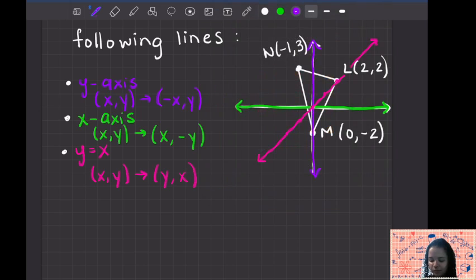But that becomes a little bit more tricky when you're doing something like reflecting about the line y = x, because it's a straight line, but it's not straight vertically or horizontally. It's kind of diagonal, okay?